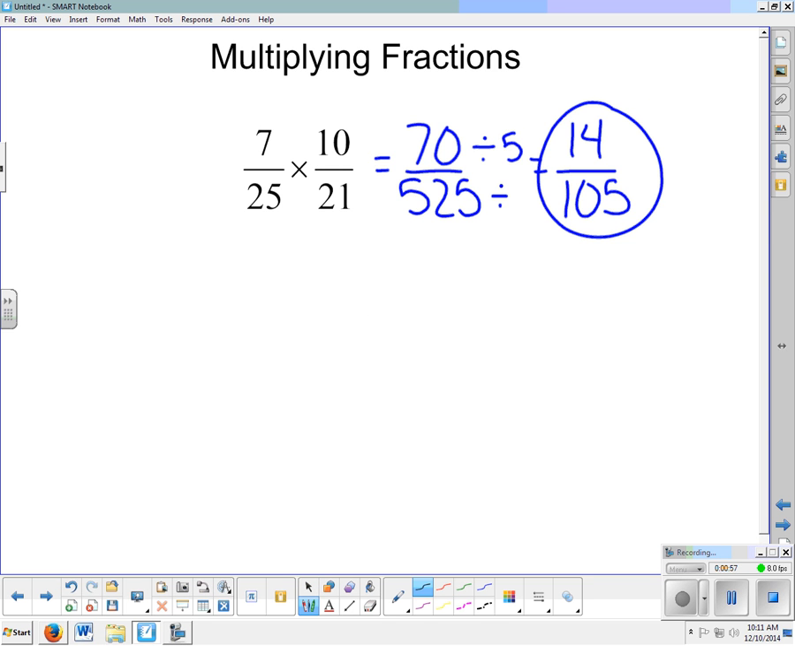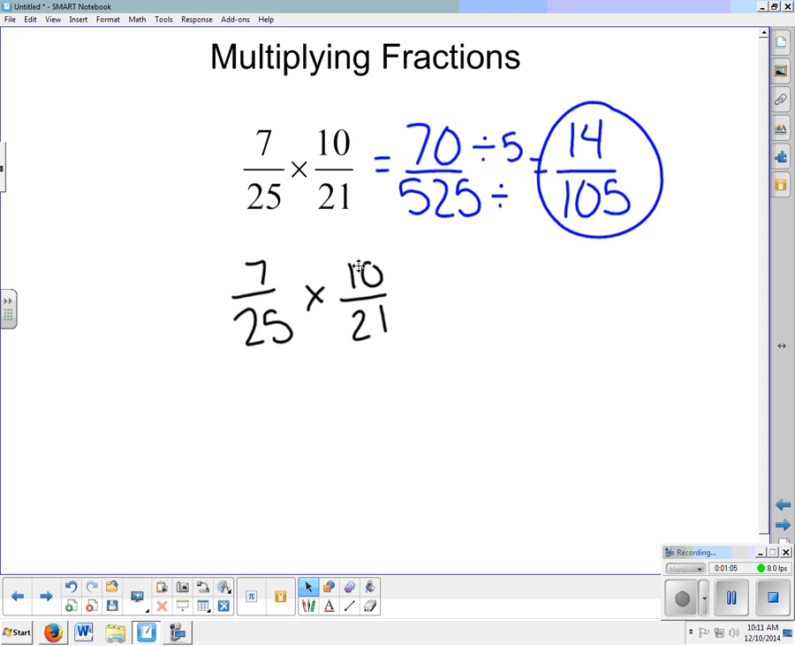Again, we have 7/25, can't be simplified. We have 10/21, can't be simplified. Let's work diagonally. Can 7 and 21 be simplified? What can they both be divided by? 7. 7 divided by 7 is 1, and 21 divided by 7 is 3.